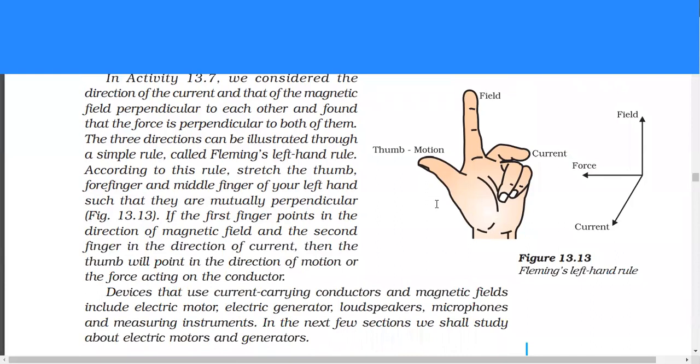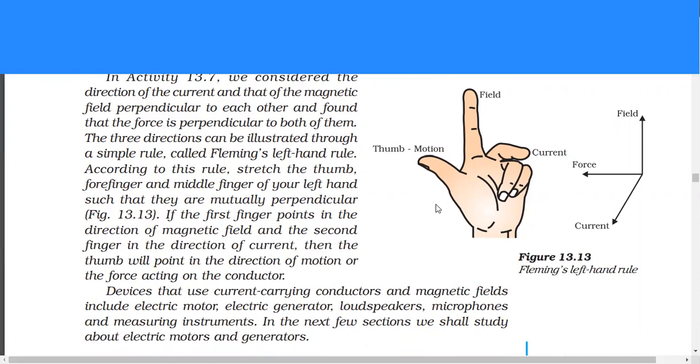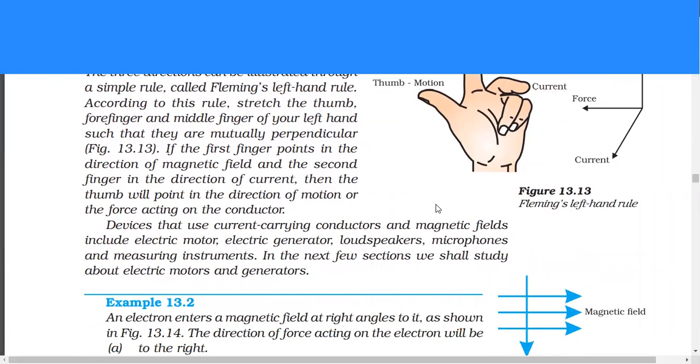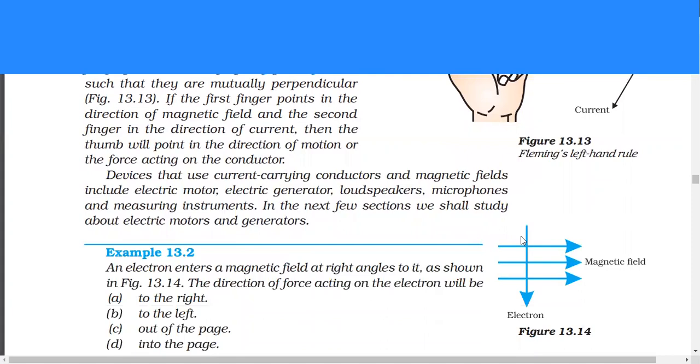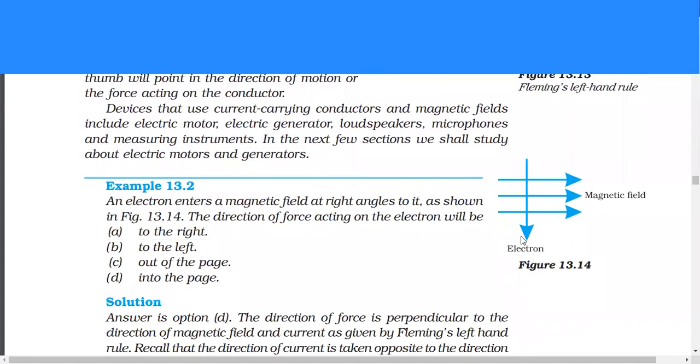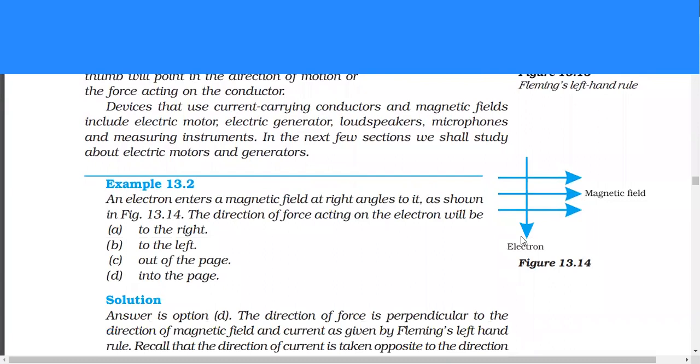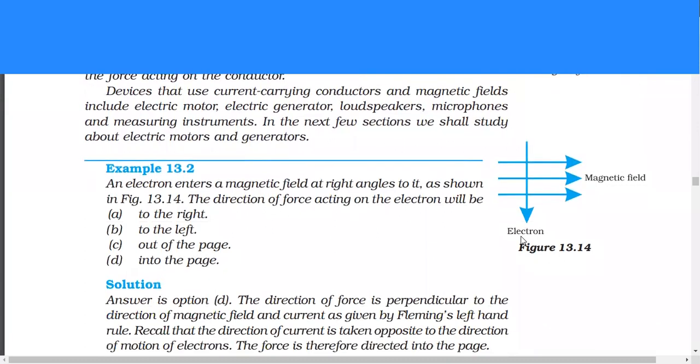According to this rule, stretch the thumb, forefinger, and middle finger of your left hand such that they are mutually perpendicular. If the first finger points in the direction of magnetic field and the second finger in the direction of current, then the thumb will point in the direction of motion or the force acting on the conductor. Devices that use current carrying conductors and magnetic fields include electric motor, electric generator, loudspeakers, microphones, and measuring instruments. In the next few sections, we shall study about electric motors and generators.